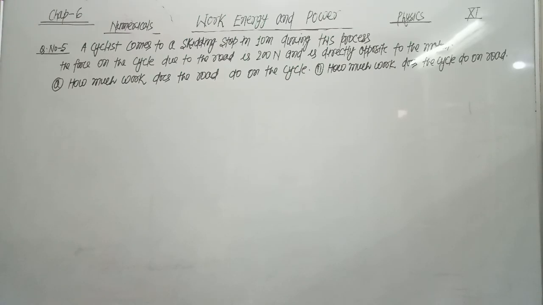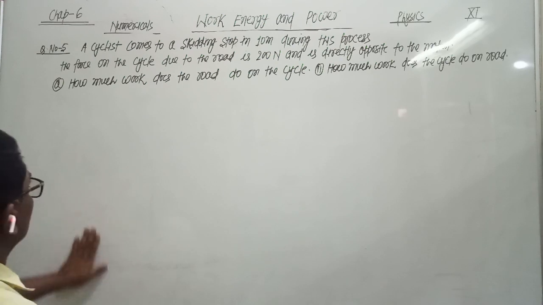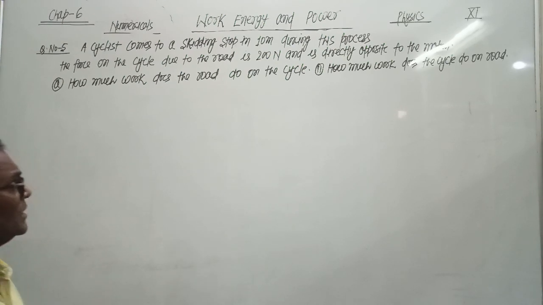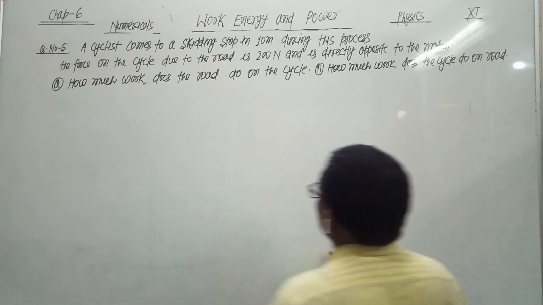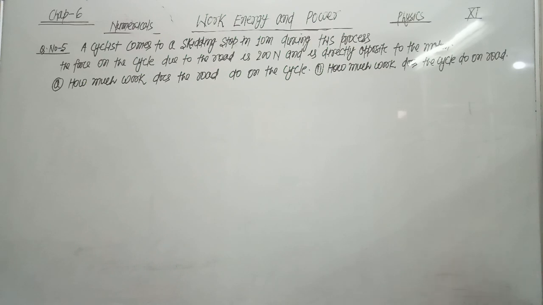Let us continue the numericals based on work. The question is: a cyclist comes to a skidding stop in 10 meters. During this process, the force on the cycle due to the road is 200 Newton.